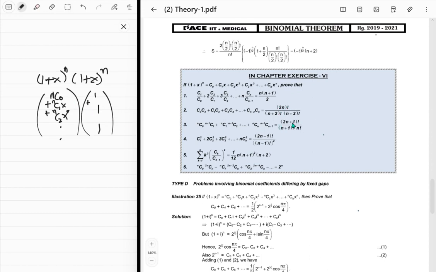So 2nC(n-2) is 2n factorial over n minus 2 factorial, and then the (2n minus (n minus 2)) factorial, right? Which is just (n plus 2) factorial. Okay, let's go to the third one.